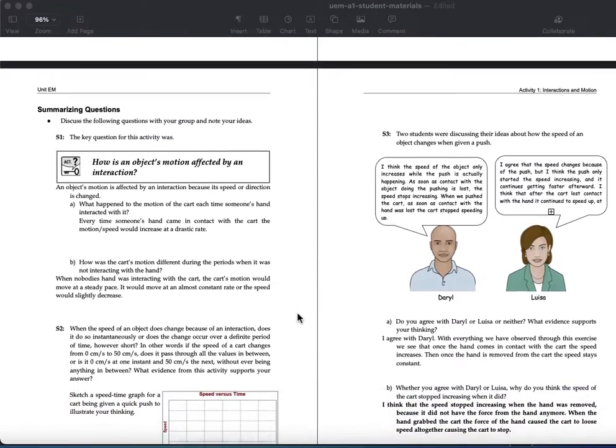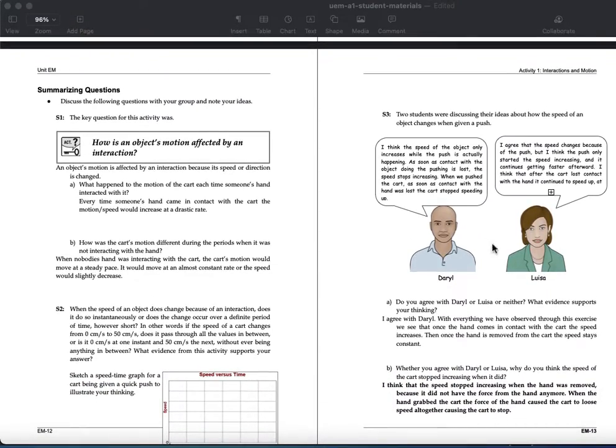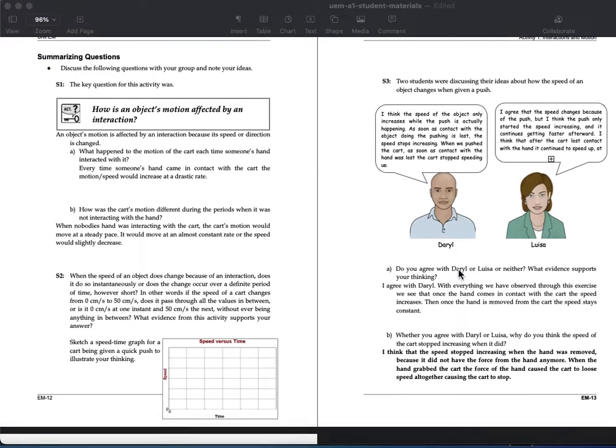For section 3, between the two people's statements, I agreed with Daryl personally because with everything that we did see throughout this activity, once the hand came in contact with the cart, the speed would increase, and then once the hand was removed, the cart would stay at a steady pace, going just along the route that it was in.